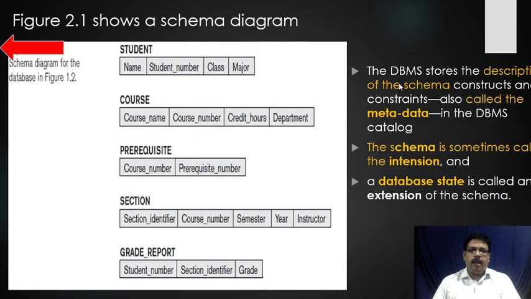Here you can see. Actually, when we design such a schema or when we design some database, the description of the database is stored as metadata. We have discussed about this one. Here you can see the metadata, or you can call it a catalog also. Sometimes schema is also called the intension. Correct. So this is also one more one that may be asked for 1 mark. What is intension? Intension is nothing but a schema. And we also discussed about a database state. It is also called the extension of a schema.